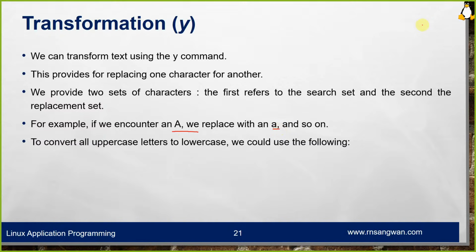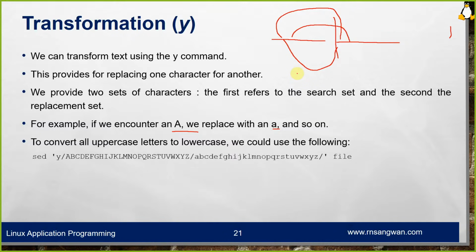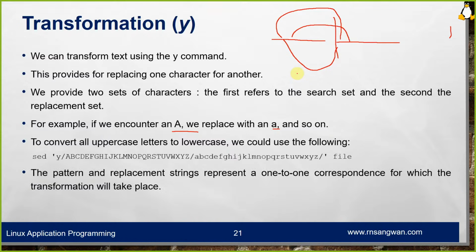In that case, you have to specify exactly the same number of characters for search and an equal number of characters for replace. Like here, if you specify 10 characters, here also you have to specify 10 characters. So first will be replaced with first, second with second, third with third, and so on and so forth. To convert all uppercase letters to lowercase, this is a very good example. First 26 characters in small letters, next the same 26 letters in uppercase. So small letters, uppercase, in other words, this is converting uppercase letters to lowercase. The pattern and replacement string represent a one-to-one correspondence, as I said very clearly, for each character. For this reason, each string must be equal in length.